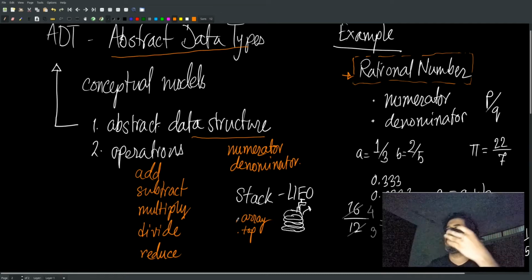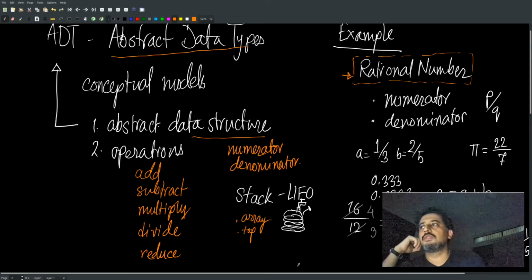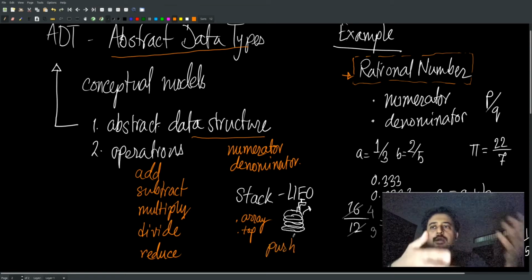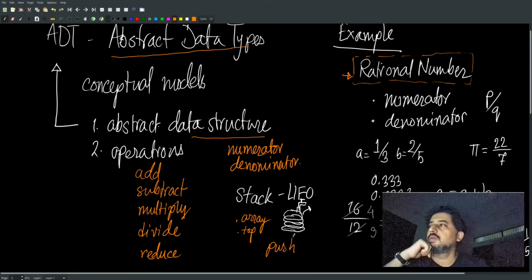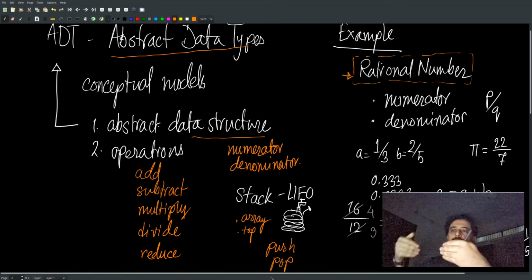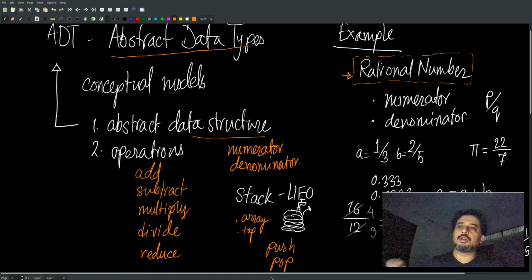So this is the abstract data structure we are defining, but in terms of the operations that you can perform on a stack, those can be like push, where you push a plate. I mean, since we are talking about that real life example, you can push down a plate, or you can pop off a plate. You can take it off, right? So push and pop, these are the two fundamental operations that you can perform on a stack.